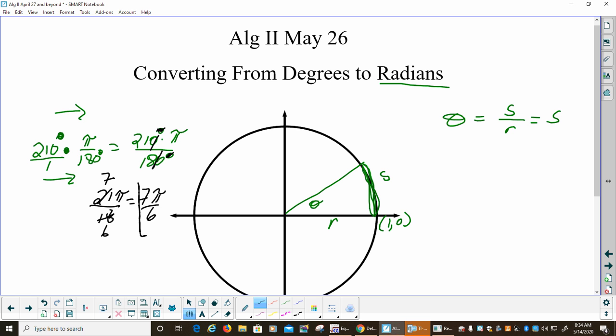Do not type pi into your calculator. Leave it as 7 pi over 6. And you can type this in your answer as 7 pi, use the diagonal key, 6. Do not type pi in. Just let it be pi. It's perfectly happy being pi.